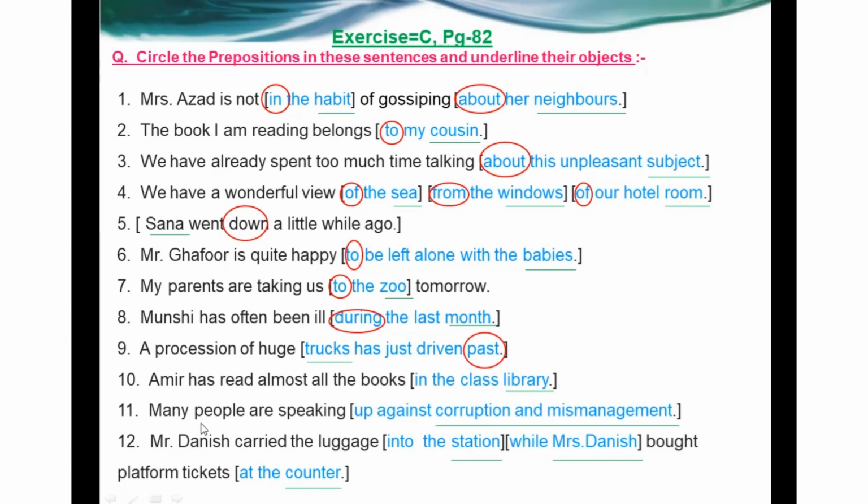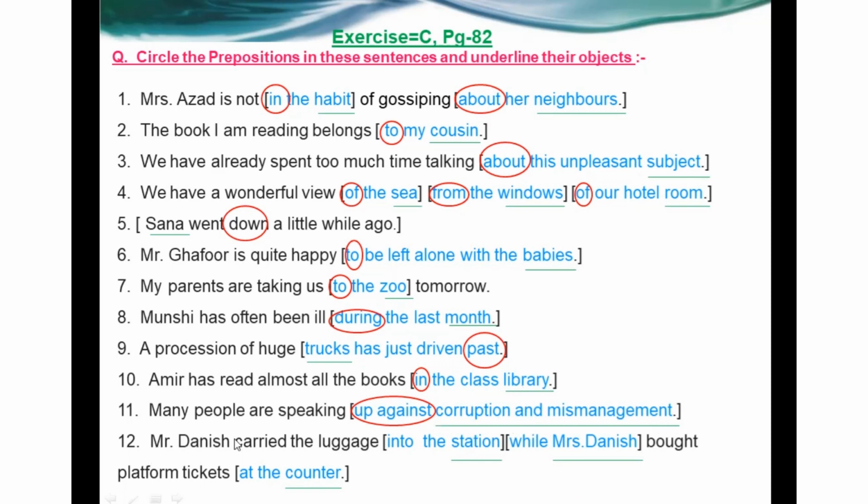Okay, number 10, Amir has read almost all the books in the class library. So the preposition we have here, students, guess? Yes, your guess is right. In is our preposition. Okay, and the object is library. Okay, number 11, many people are speaking up against corruption and mismanagement. So in this sentence, there are 2 prepositions, up and against, so we will circle both. And the nouns we have here, corruption and mismanagement, so you will underline the objects.